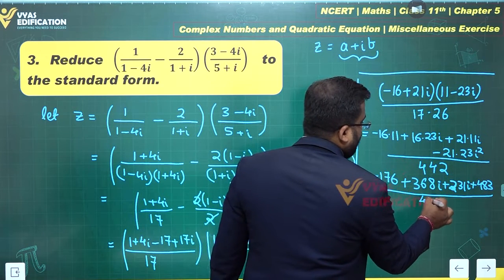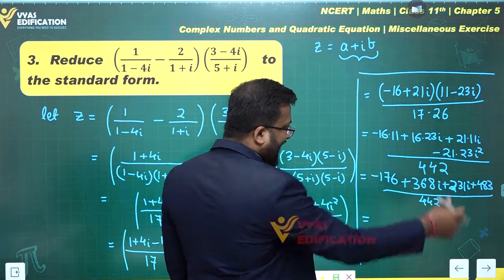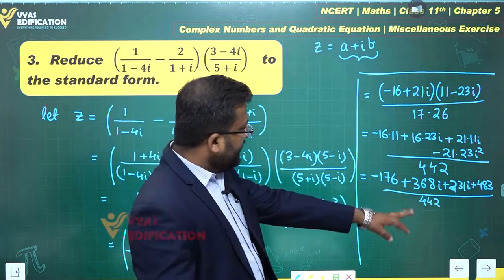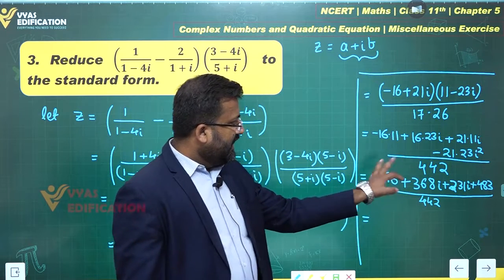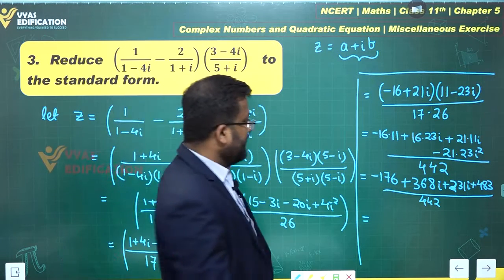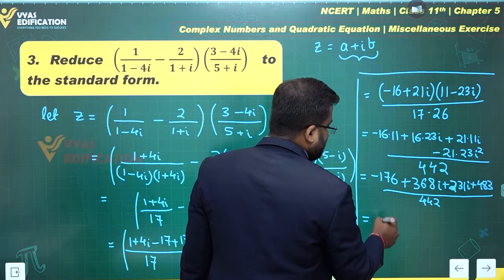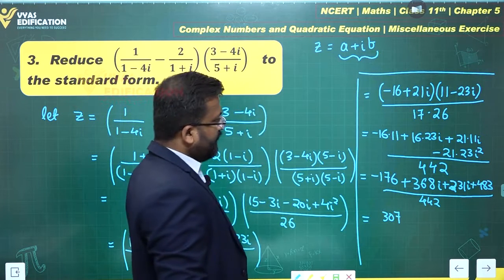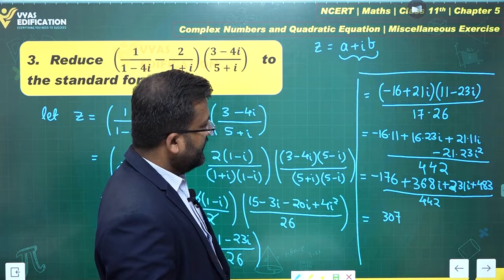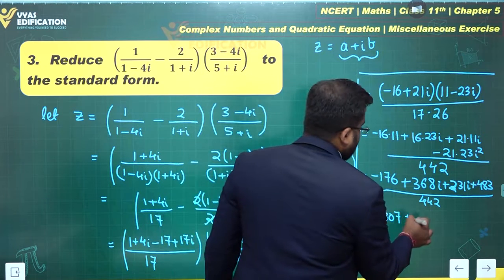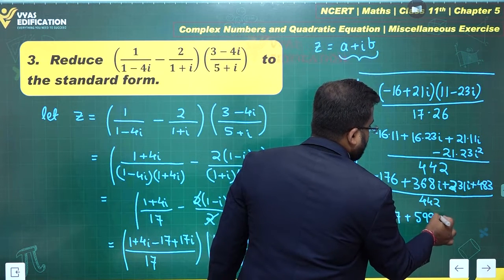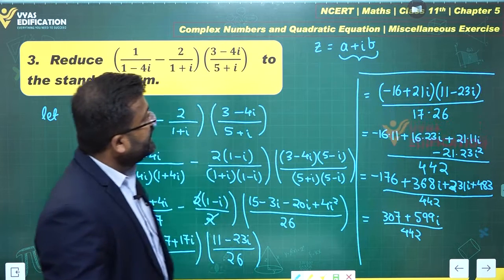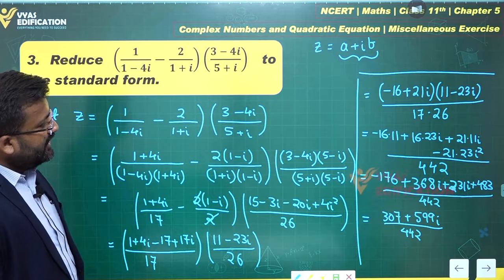In the denominator you have 442, and let's add the real terms together and the imaginary terms together. What you get is 483 minus 176. 83 minus 76 is 7, and 400 minus 100 is 300. This is 307. And what else? What you have over here is 599i. Right? This is 599i upon 442 in the denominator. And is that all? Yes, that is all.